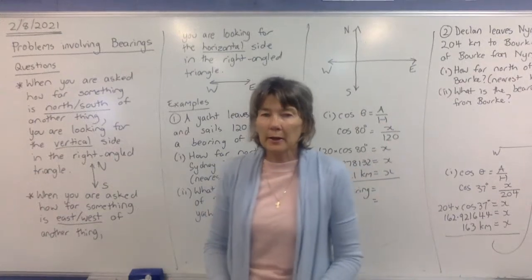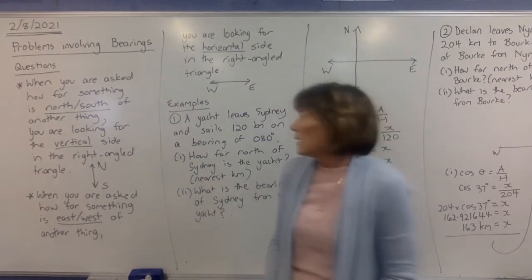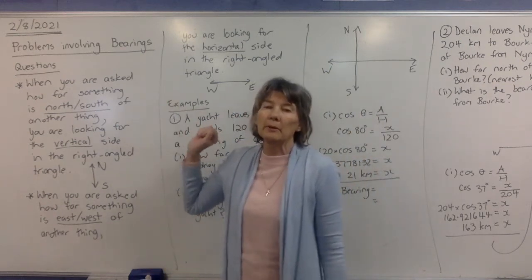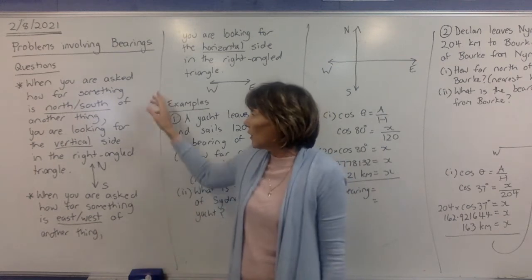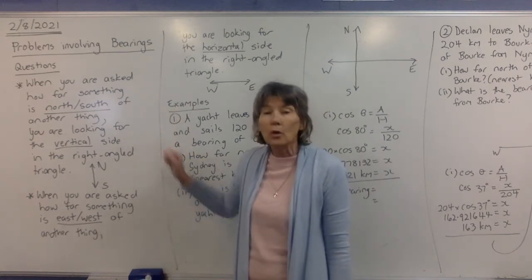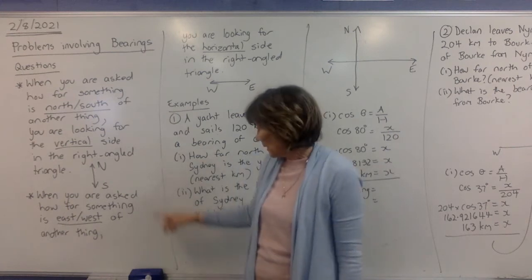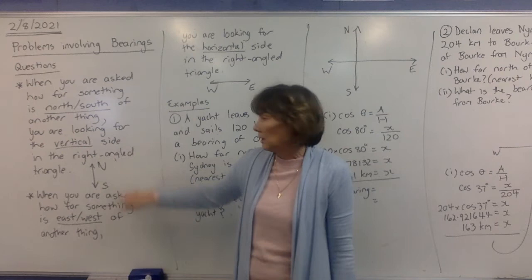So today we're going to be looking more at word problems using bearings. One thing I just want to tell you about before we get started. If you are asked how far something is north or south of another thing, you're looking for the vertical side. That's because the north-south line is vertical.